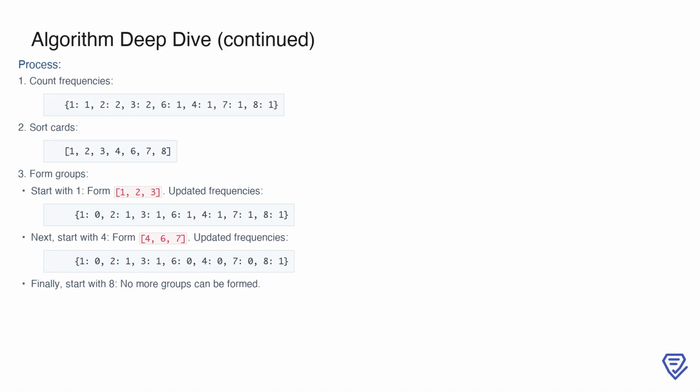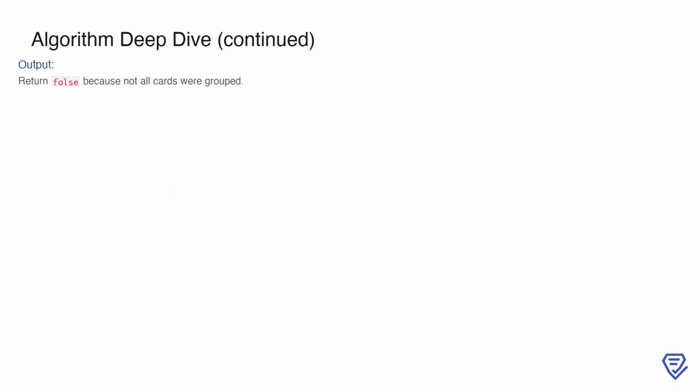Finally, we try to form a group starting with the smallest remaining card, 8. However, there are no consecutive cards available to complete a group of size 3, so no more groups can be formed. At this point, we observe that not all cards have been grouped successfully. Specifically, the card with value 8 remains ungrouped. Hence, the algorithm concludes that it is not possible to divide the given hand into groups of the specified size. The final output for this example is false. This illustrates how the algorithm efficiently identifies and handles cases where grouping is not feasible, ensuring correctness and optimal performance.